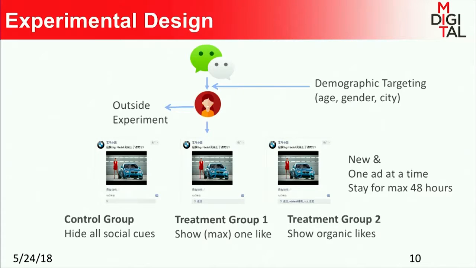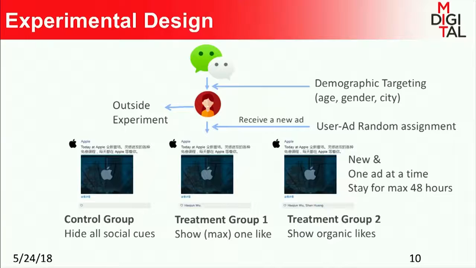Each ad can only stay in the WeChat newsfeed for maximum 48 hours. After 48 hours, the user would receive a new ad, and the randomization would reoccur for this new ad. As a result, this randomization is at the user-ad level and also guarantees the sample is randomly selected from WeChat ad users. Finally, we got about 20 million ad-user pairs in each of the groups.